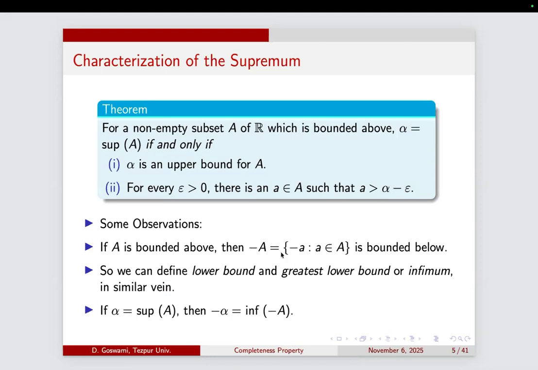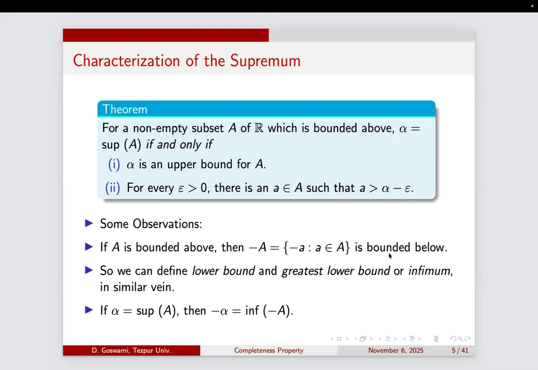Geometrically, it's very easy to see. Imagine that A is on the right hand side of the origin on the real line. Then negative of A would be on the left hand side of the origin. So it can be thought of as a mirror image. You put a mirror on the origin, you get a reflection. And if A is bounded above, minus A is bounded below.